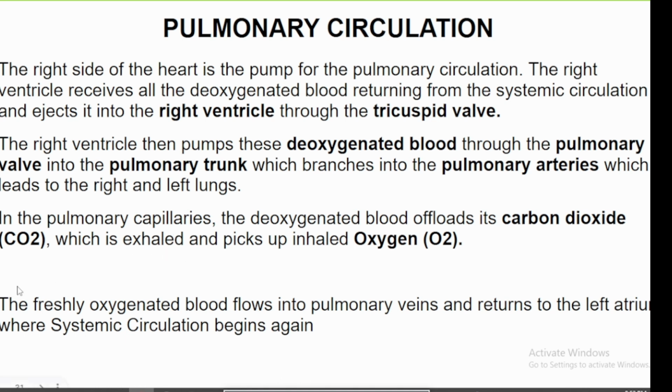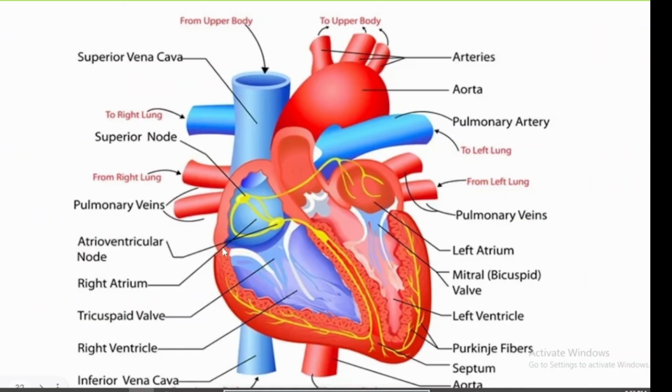Now the freshly oxygenated blood flows into the pulmonary veins and returns to the left atrium, where systemic circulation begins again. So just as we said, these two circulations move hand in hand. Once one is done, the other has started. So once systemic circulation is done, pulmonary circulation begins, in that order. You get it? So let's move on to the next slide.